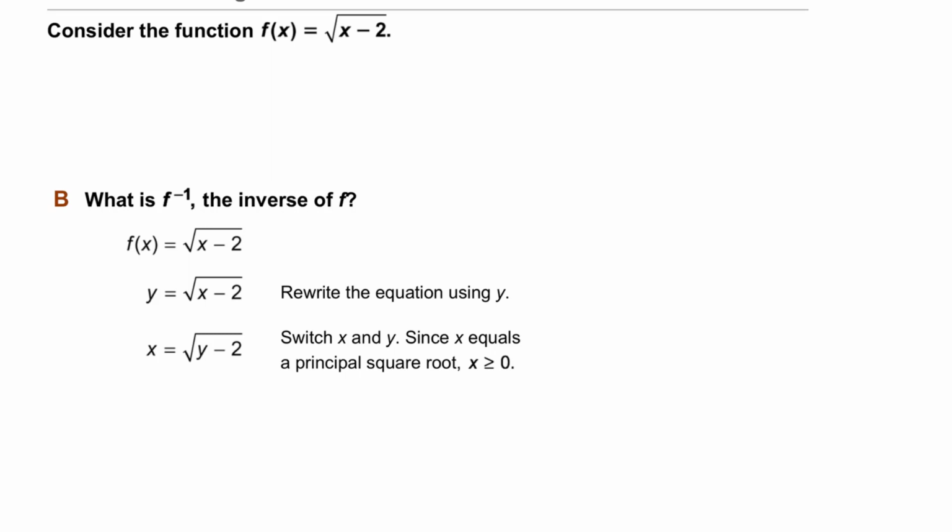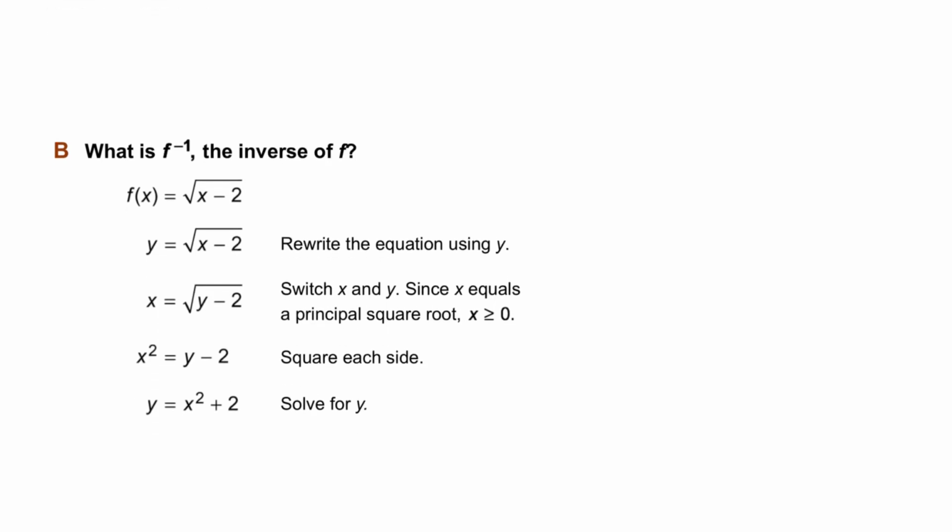We'll square each side to work to isolate y, so x squared equals y minus 2. And then solve for y to find that y equals x squared plus 2. And now we'll replace y with f inverse of x to rewrite in function notation and indicate the inverse, and state, so f inverse of x equals x squared plus 2 for x is greater than or equal to 0.